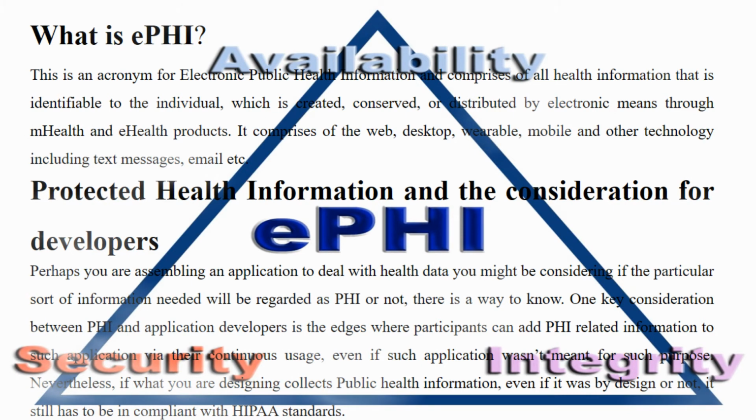Protected health information and the consideration for developers. Perhaps you are assembling an application to deal with health data. You might be considering whether the particular sort of information needed will be regarded as PHI or not. There is a way to know. One key consideration between PHI and application developers is the edges where participants can add PHI-related information to such an application via their continuous usage, even if such an application wasn't meant for such purpose. Nevertheless, if what you are designing collects protected health information, whether by design or not, it still has to be compliant with HIPAA standards.